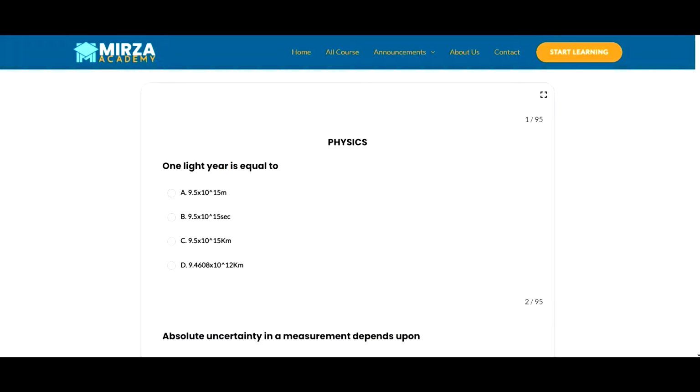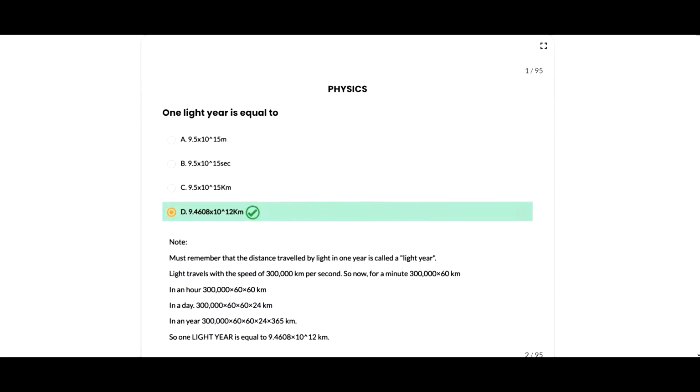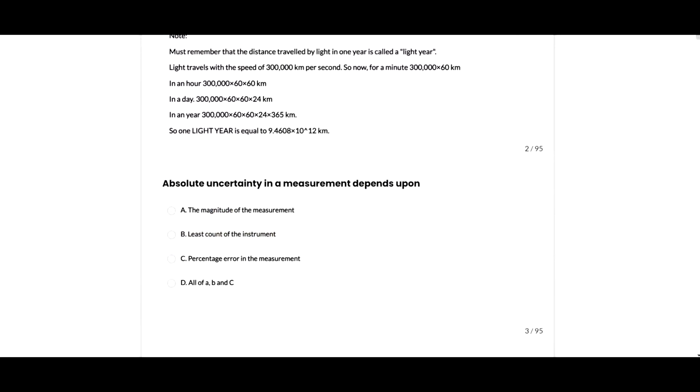The first MCQ is: 1 light year is equal to. Very simple question here, D option is correct. 1 light year is equal to 9.4608 multiplied by 10 raised to power 12. I have already discussed that. Must remember the distance traveled by light in 1 year: light travels with a speed of 300,000 kilometers per second, in 1 hour, in a day, in a year. So I've solved that. Must remember 1 light year is equal to 9.4608 multiplied by 10 raised to power 12 kilometers. So here D option is correct. I'm going to move to the next MCQs.